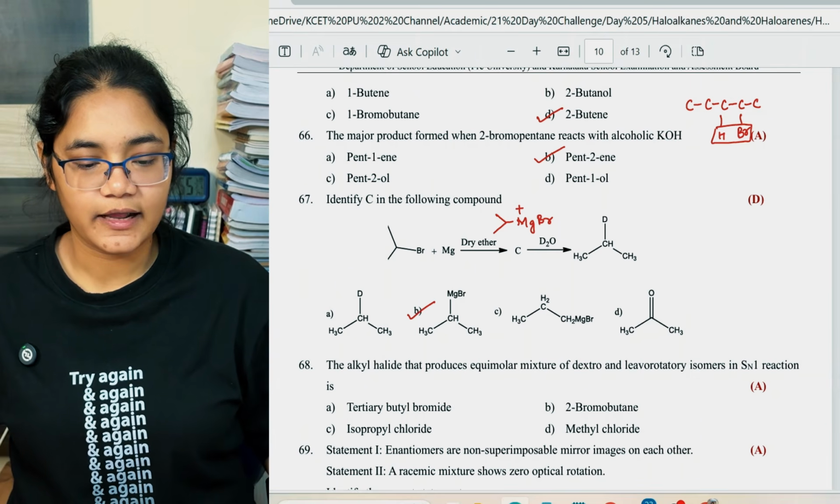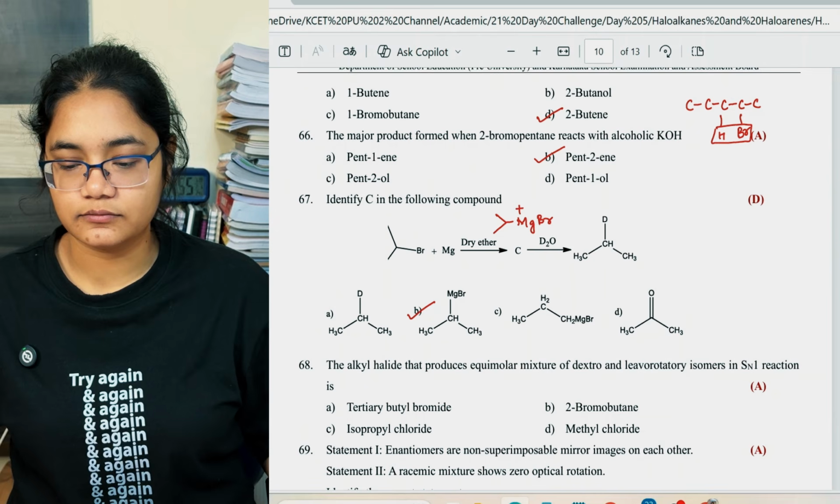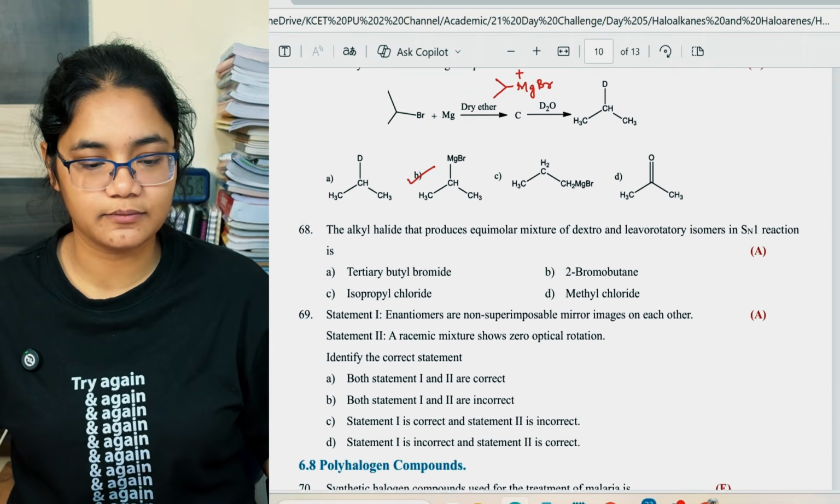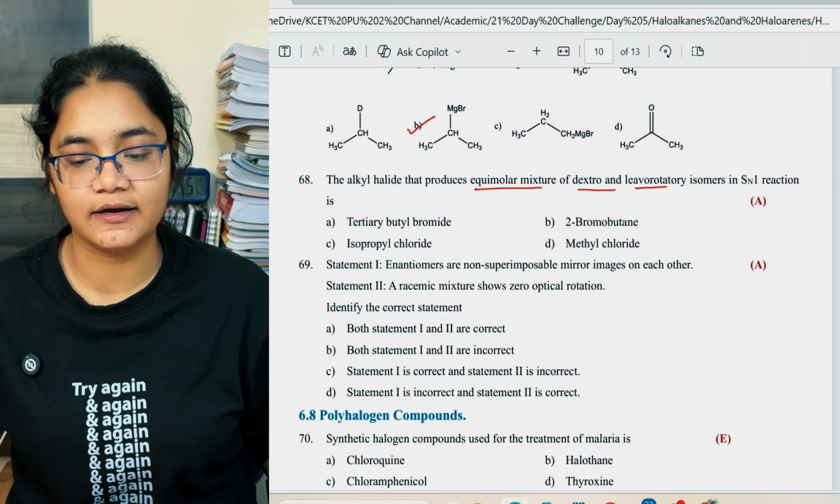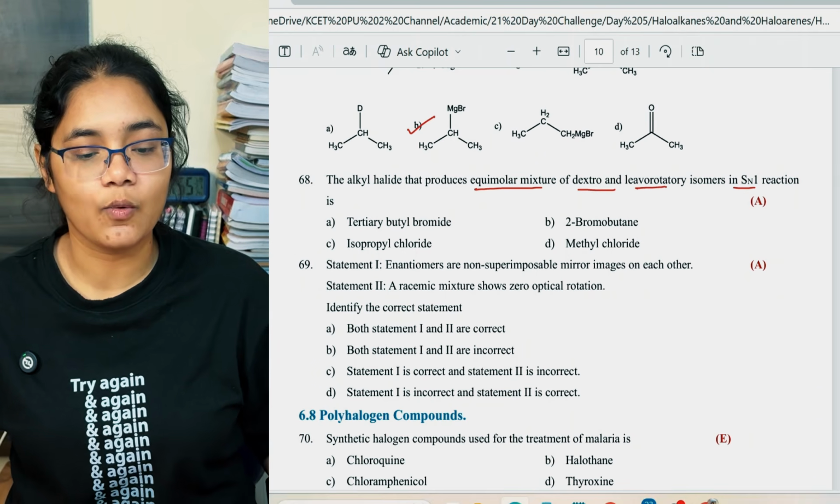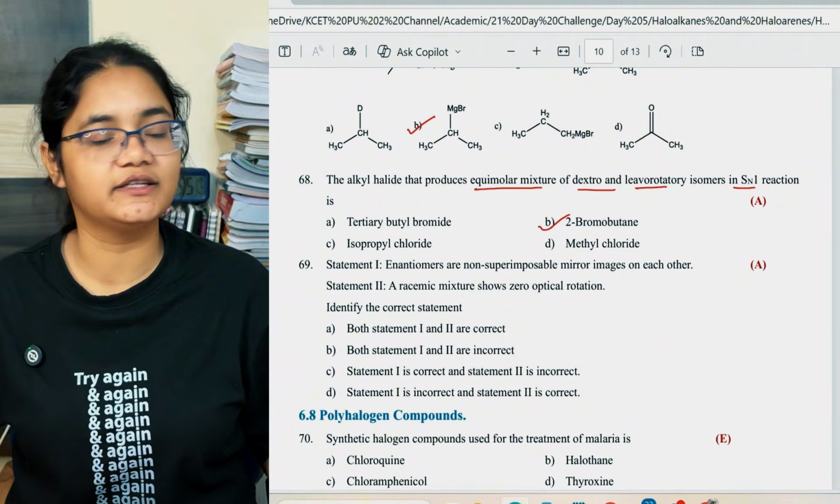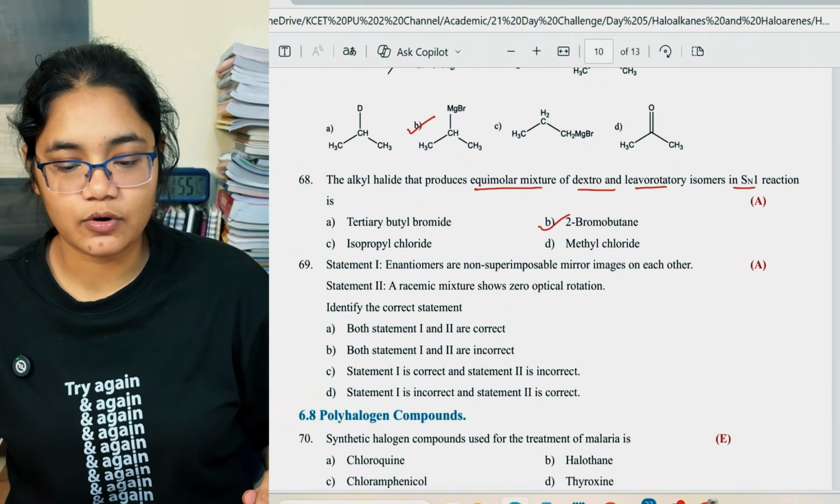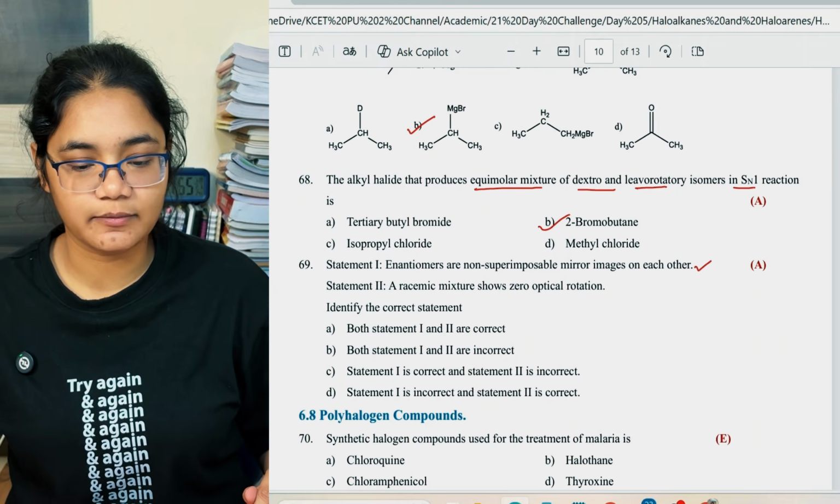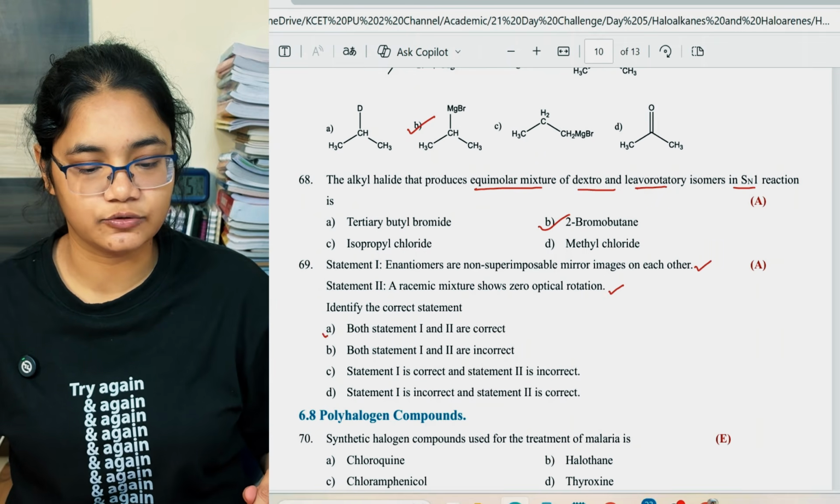Okay. Next is question number 68. The alkyl halide that produces equimolar mixture of dextro and levorotatory isomers of SN1 reaction is again 2-bromobutane. Just now we discussed the reactant must be optically active. Enantiomers are non-superimposable. Yes. The racemic mixture shows zero optical rotation. Yes. Both the statements are correct.